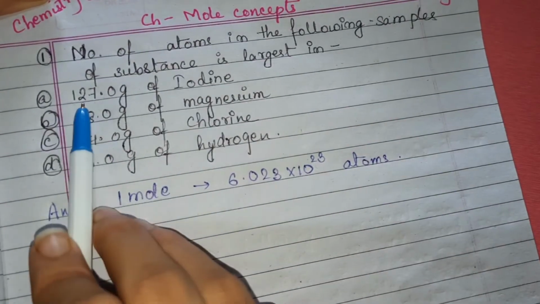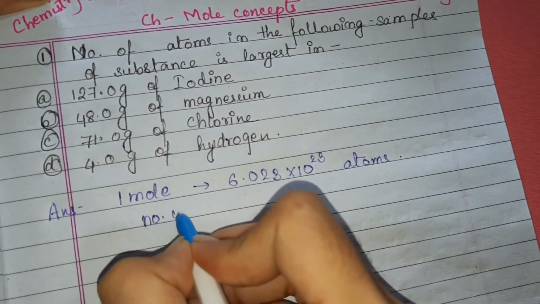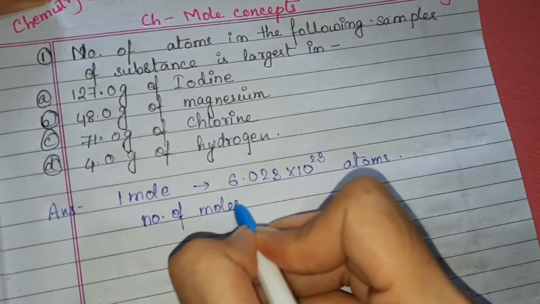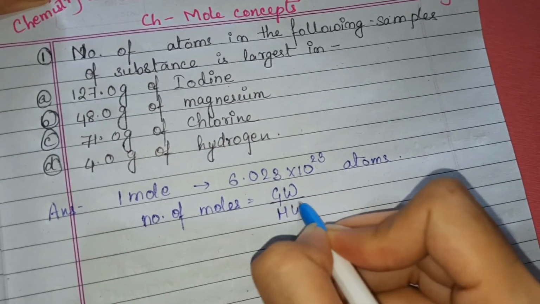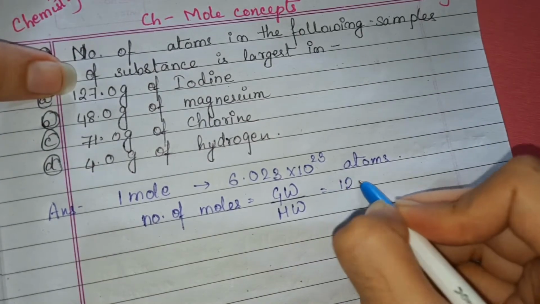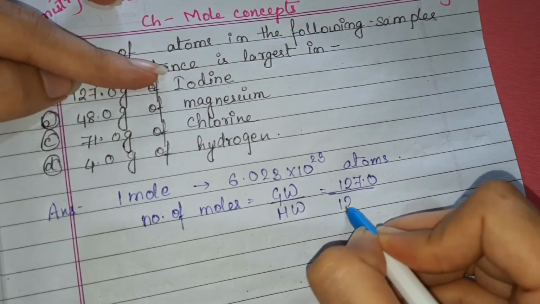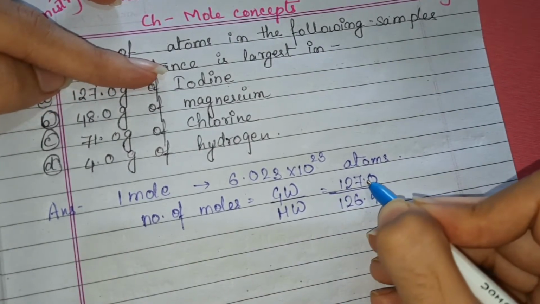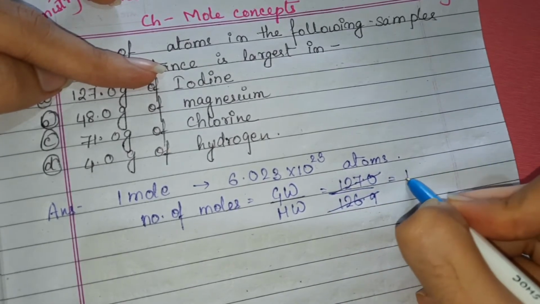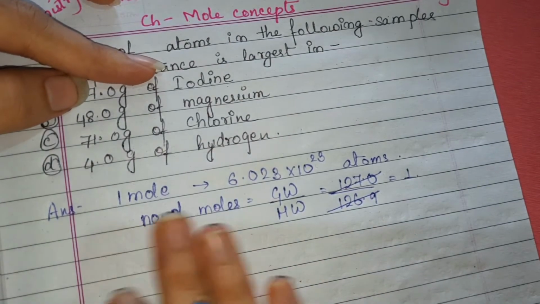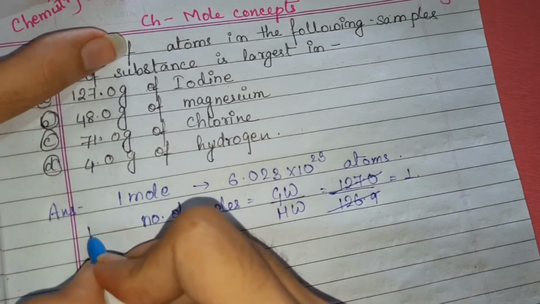Now here, 127.0 gram of iodine. How to calculate the number of moles? It's given weight by the molecular weight, right? So here the given weight is 127.0, and we know that iodine has a molecular mass of 126.9, which is almost equal to 127. So we are getting 1 here. So the number of moles of iodine in this scenario is 1. Now, that is for iodine.